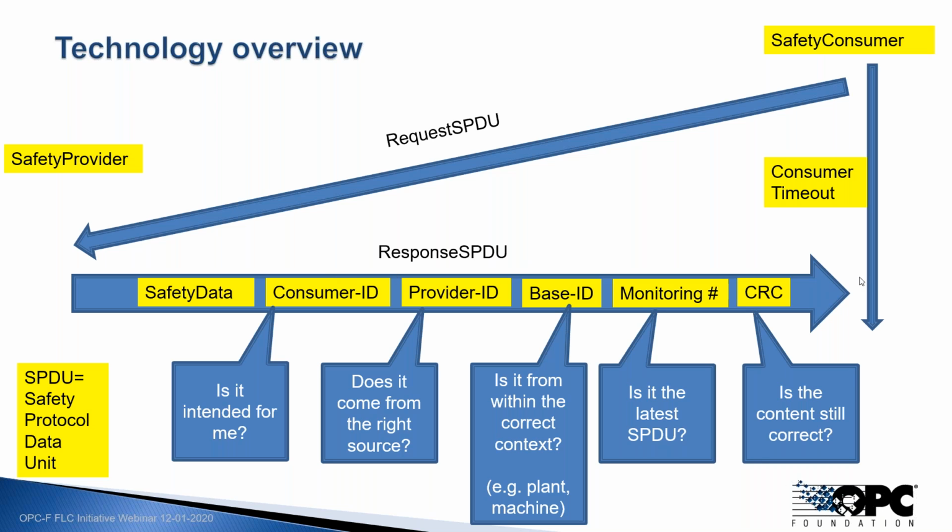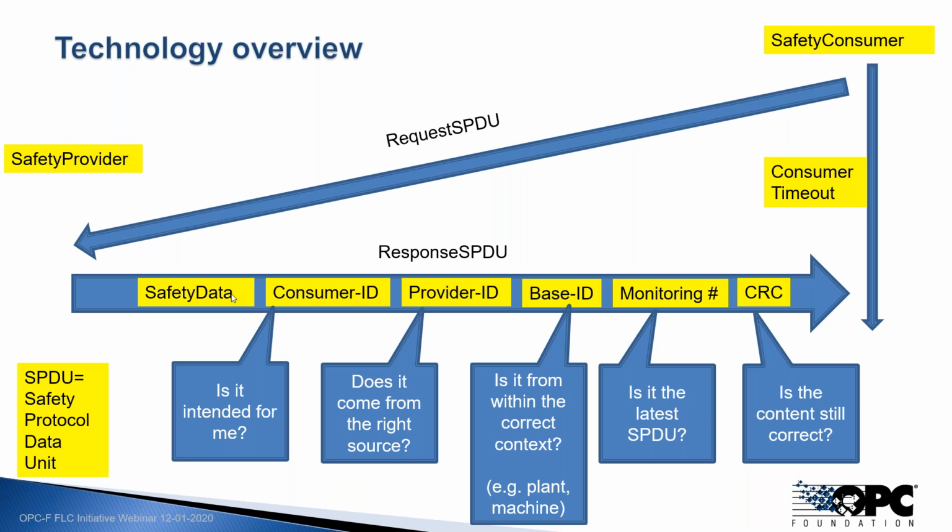And of course, in practice, this is repeated infinitely often, so we have some cyclic behavior here, and now you can see one cycle of this cyclic behavior. What is important here are the yellow fields I've shown within the response SPDU. The response SPDU, first of all, contains the safety application data. This is the data the consumer wanted. This is the reason why the consumer sent the request to the safety provider.